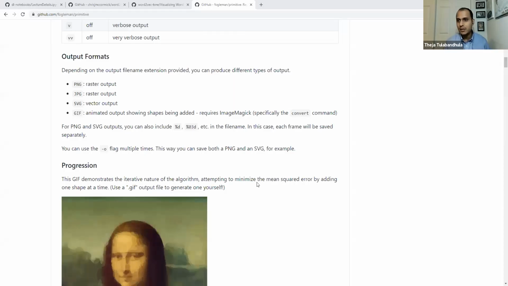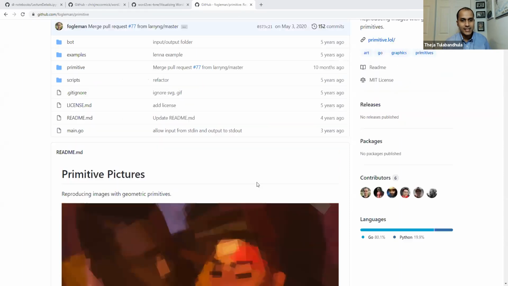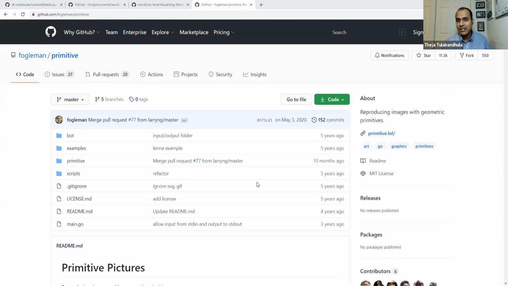Okay, so welcome back, everyone. Before I switch over to recurrent neural networks, I wanted to show you a quick tangential thing, which is an example of what interesting artistic things can be done with image processing.